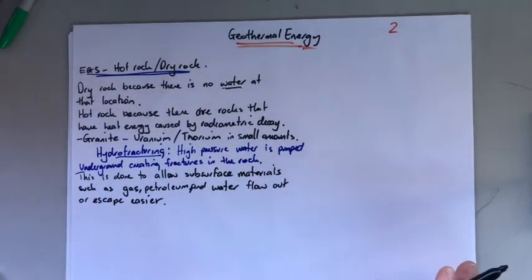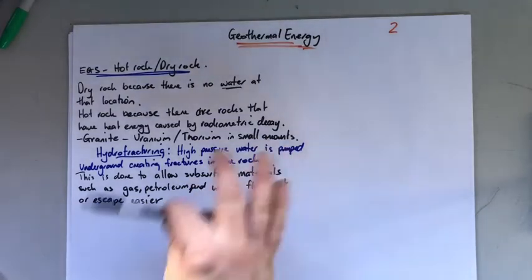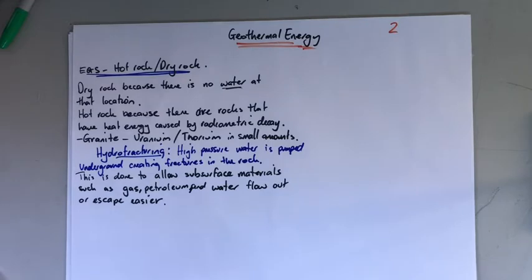Fracturing is used mainly in oil and gas. You might have also heard of fracturing used in coal seam gas. So high pressure water is forced underground and it cracks and breaks open the rock and causes lots of micro fractures within it, and that allows all of those materials to flow out of the rock a lot easier.